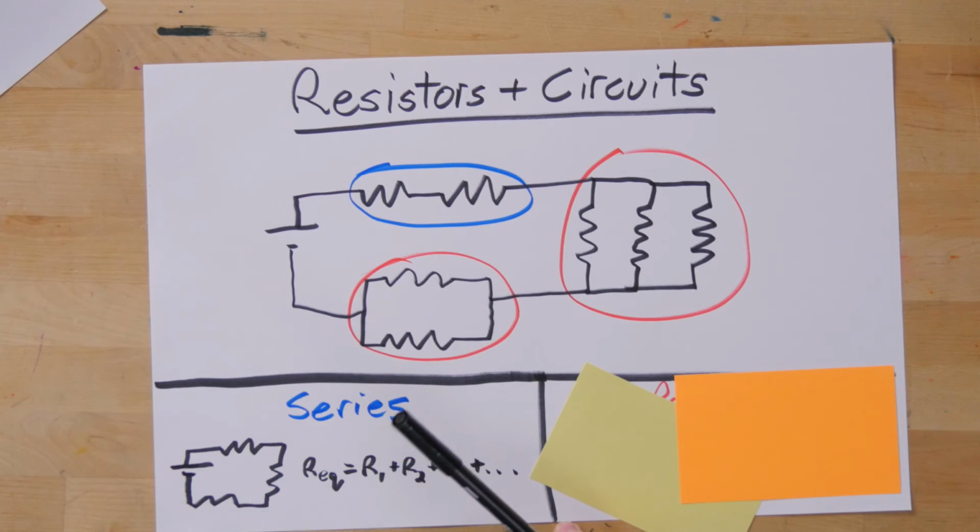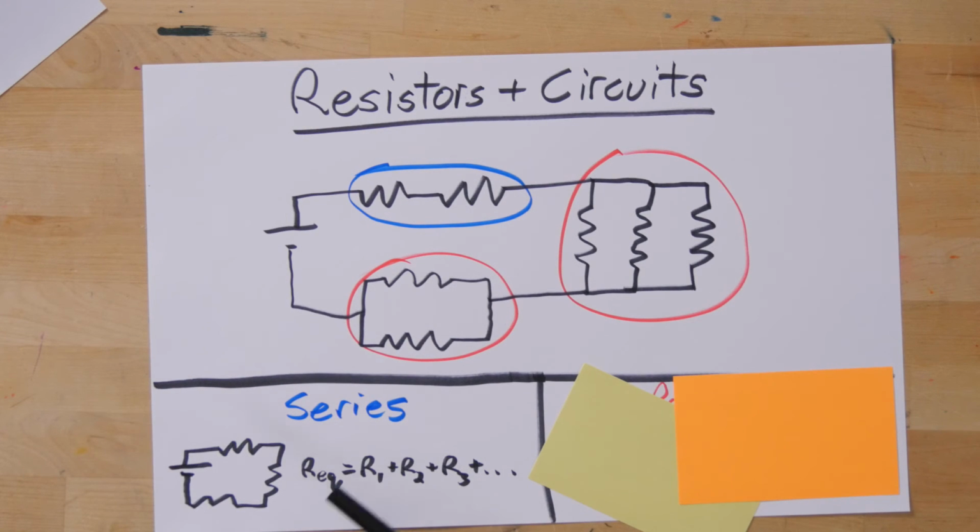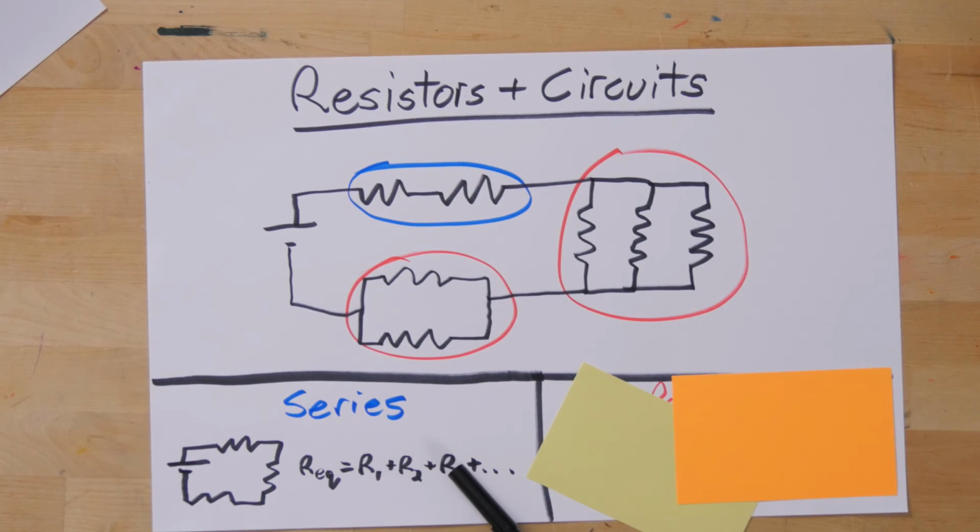parallel. If the resistors are in series, that means they share the same current. Think of it like a pipe. The same amount of water goes through the pipes that don't branch apart. When they are in series, we can model the system more simply with an equivalent resistor that has resistance equal to the sum of all of the resistors in series.